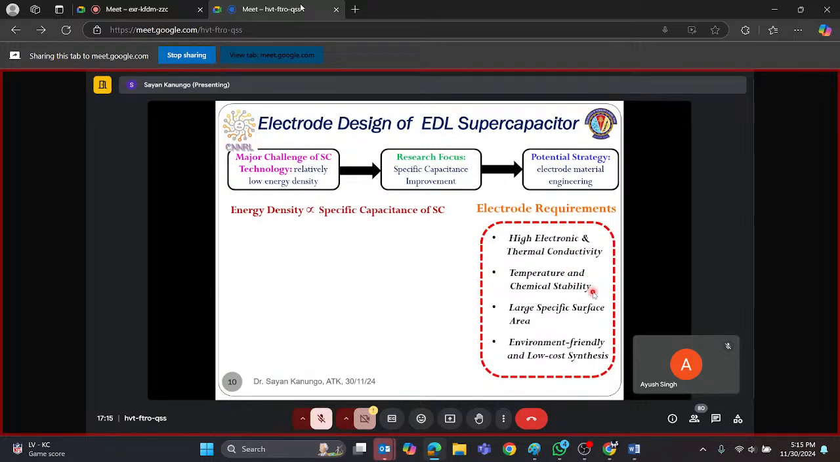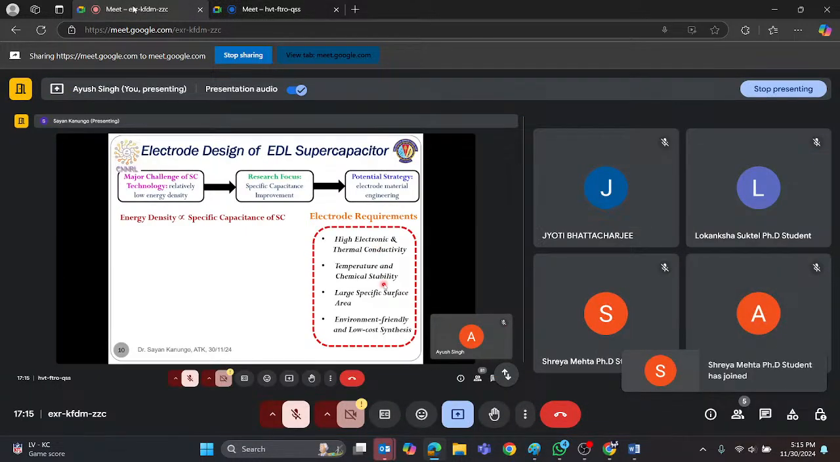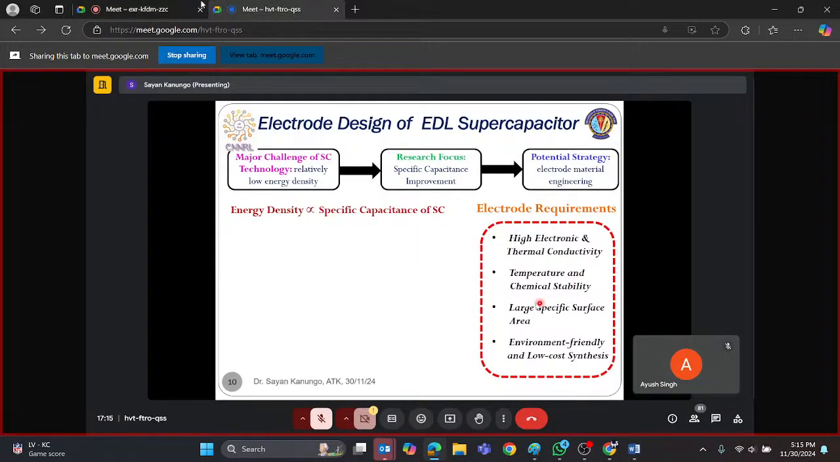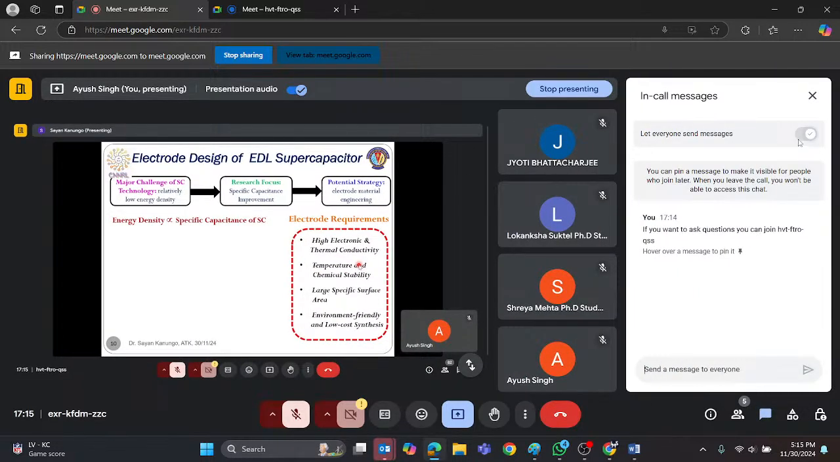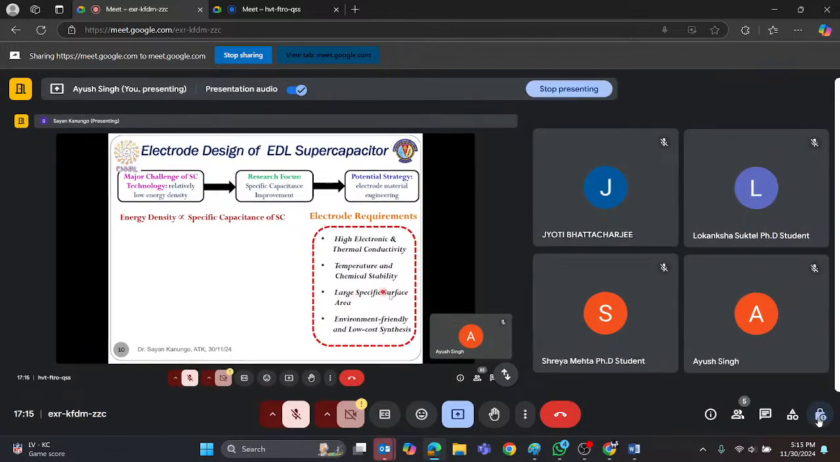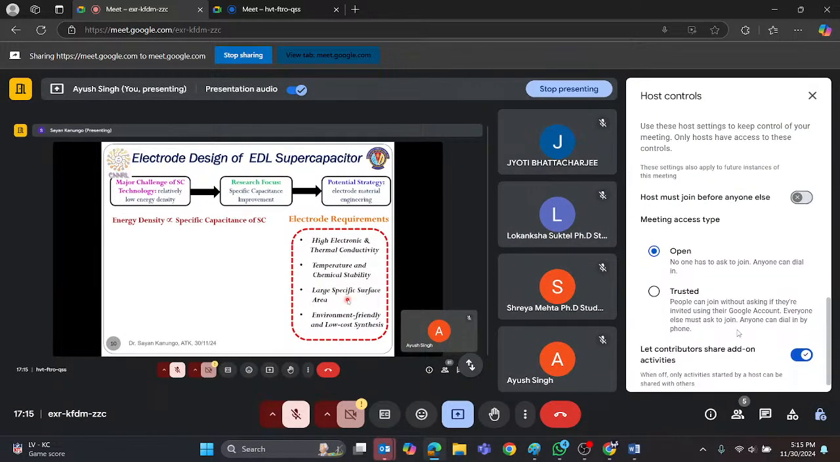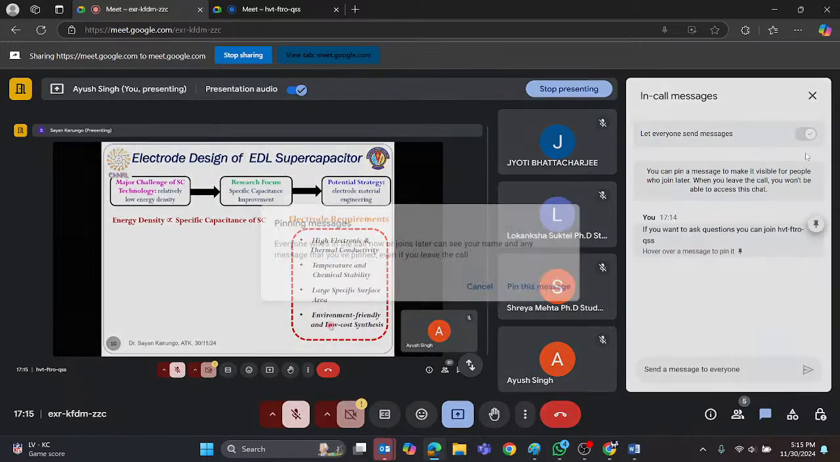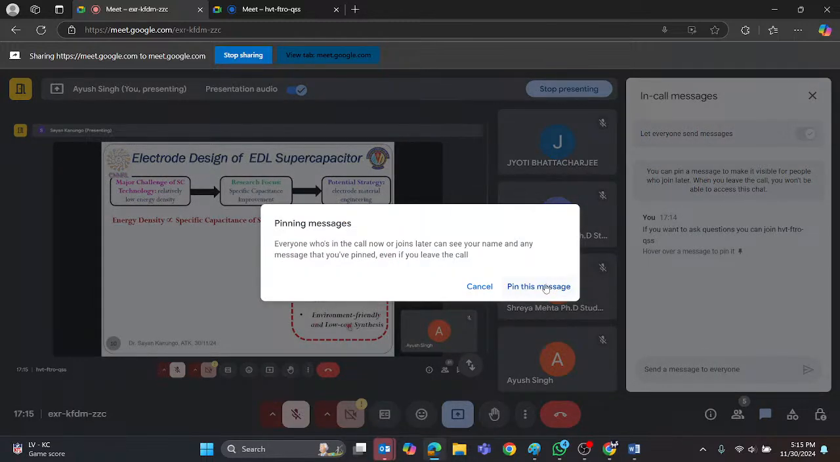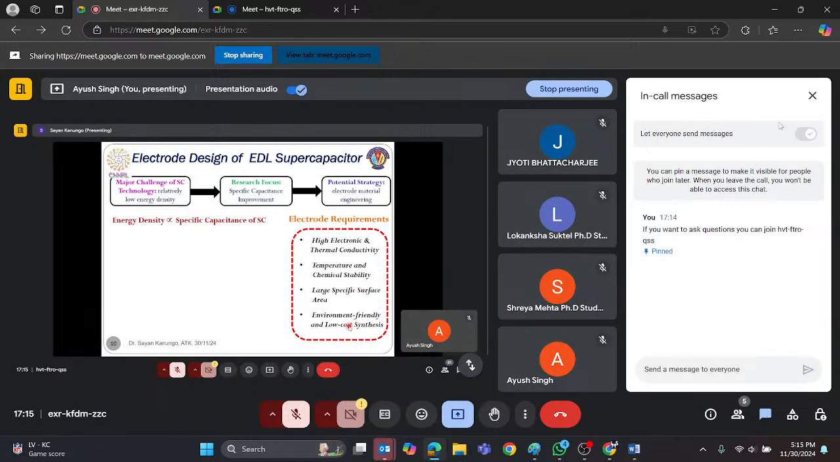The electrode material of a supercapacitor should be able to demonstrate high electronic and thermal conductivity. It should be stable over a range of operating temperatures, as well as chemically stable. It should also be able to demonstrate a large specific surface area. And finally, the electrode material should preferably be synthesized through a low cost process, and the material itself should be environment friendly in nature.